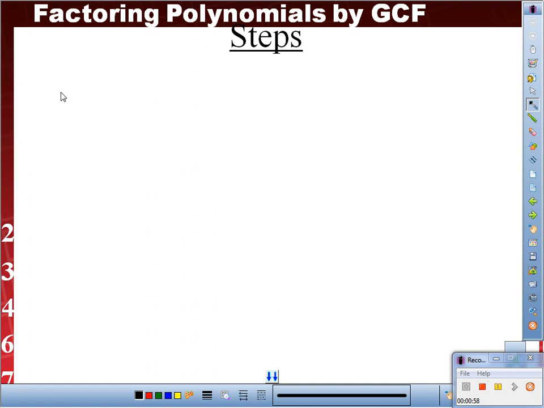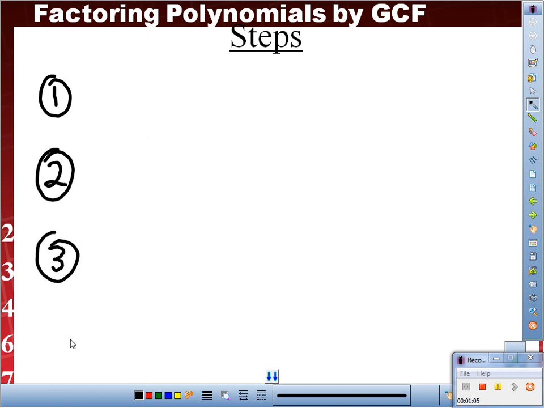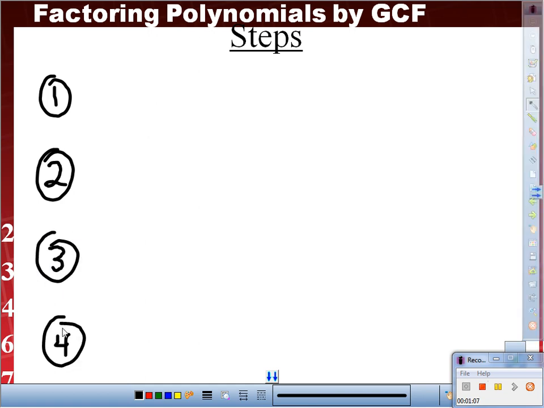And without looking at your notes, I want you to write me the 4 steps of the process we've been doing to factor polynomials. You don't have to make it wordy. If you want to abbreviate, that's fine. Copy that. I'll give you some time. Go.